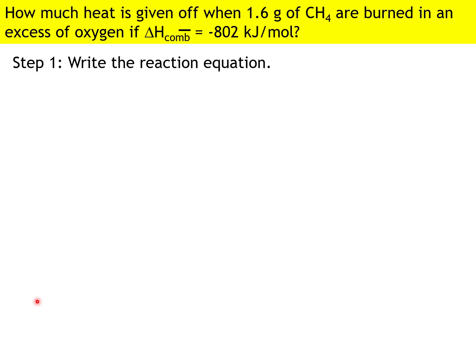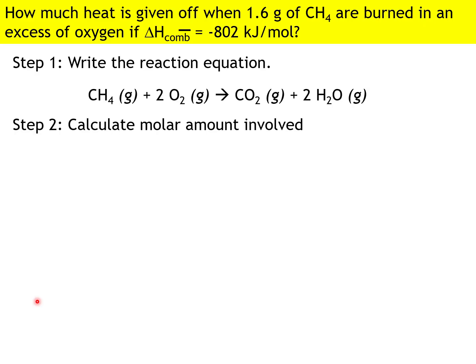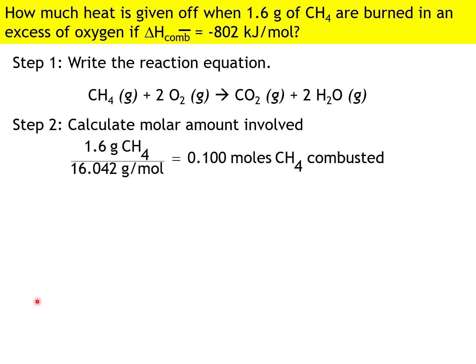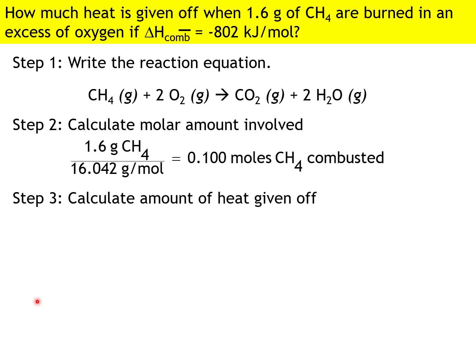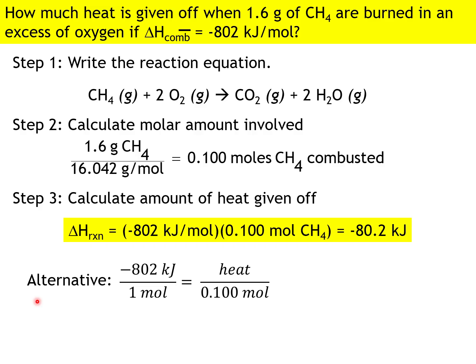So as ever, write out the reaction equation. Calculate the number of moles that are involved. So we have 0.1 moles of methane being combusted. Calculate the amount of heat given off. So there's actually two ways to do this. You can say, all right, well, I know it's kilojoules per mole, so if I multiply by the moles, the moles will cancel out. That's sort of a dimensional analysis approach. And you get negative 80.2 kilojoules.